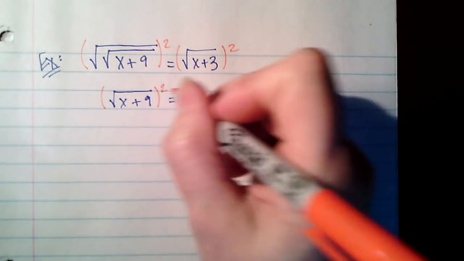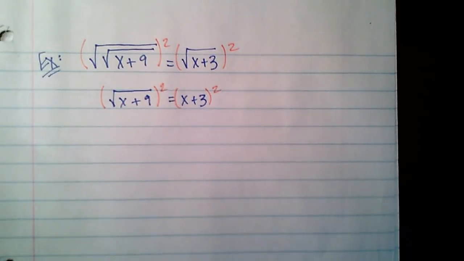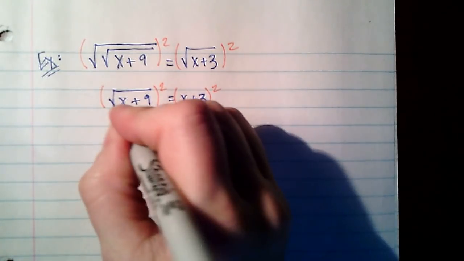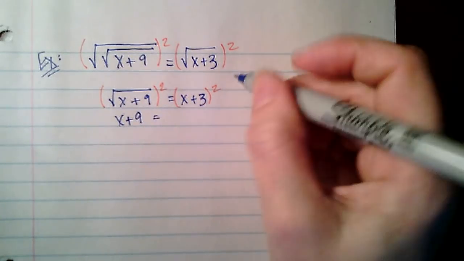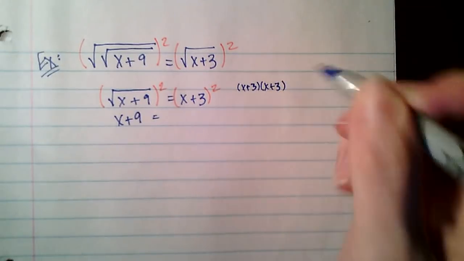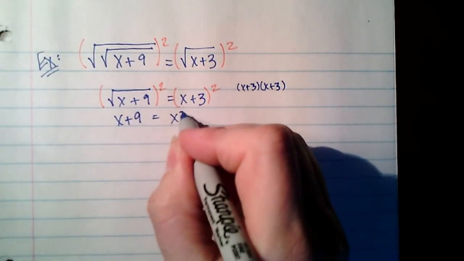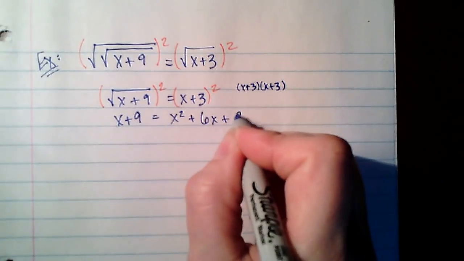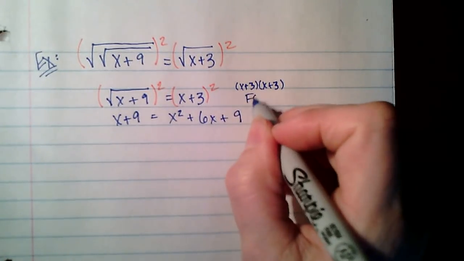Well, I will just go ahead and square both sides again. So then that gives me on the left-hand side regular x plus 9. On the right-hand side, I will have to FOIL x plus 3 times x plus 3, which will give me x squared plus 6x plus 9 after I FOIL.